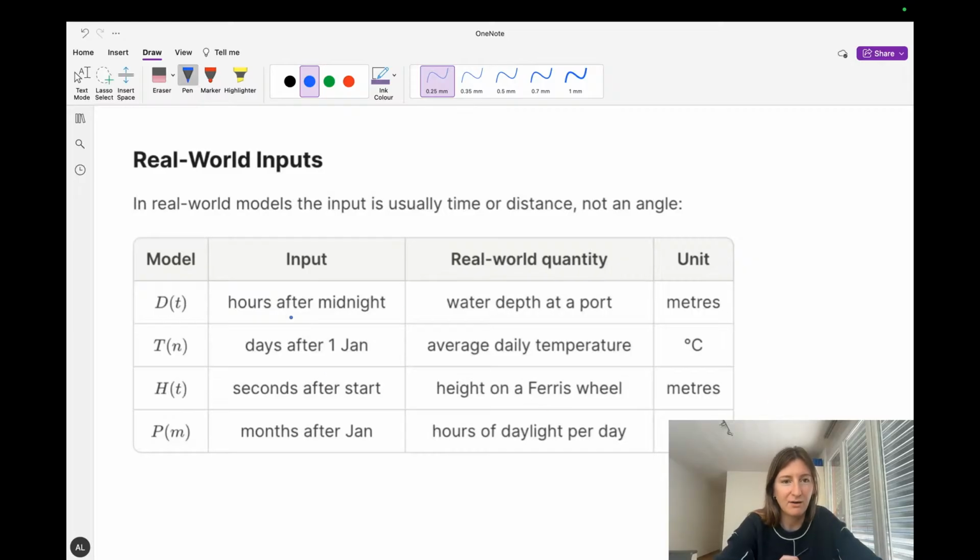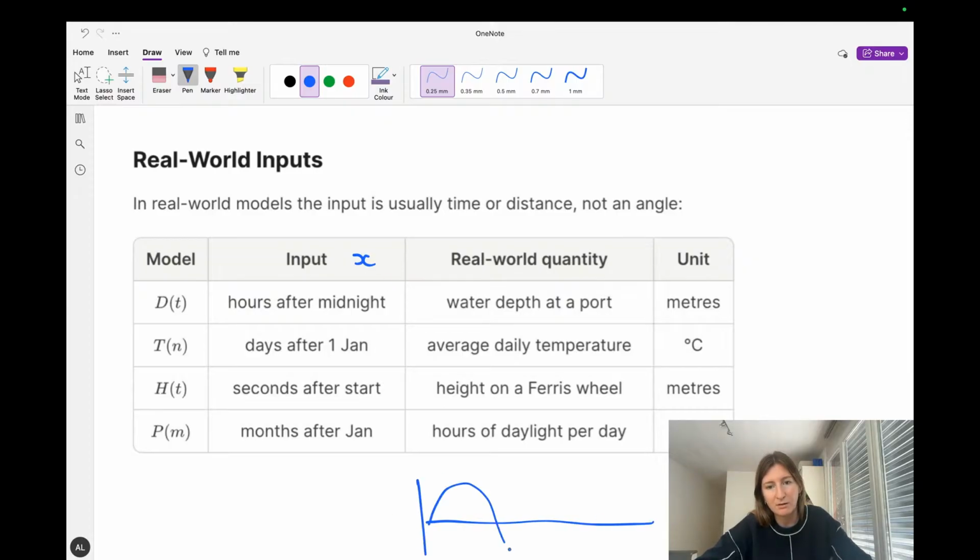So we're often going to have our real-world models using something like hours, days, seconds, months, all of this being on our x-axis. So not actually just angles and degrees. Usually we're used to having our sine graphs, or trigonometric graphs, having 0 to 360 or 2 pi. But most often in these questions, it's going to be like hours after midnight. So 0 to 24 hours, or 0 to 60 seconds. That's quite normal. Or months, so 0 to 12.